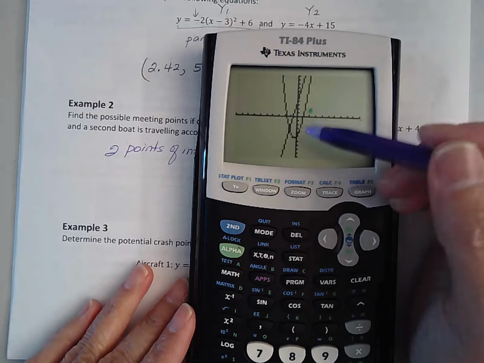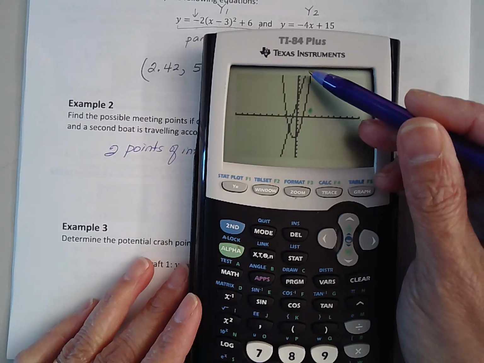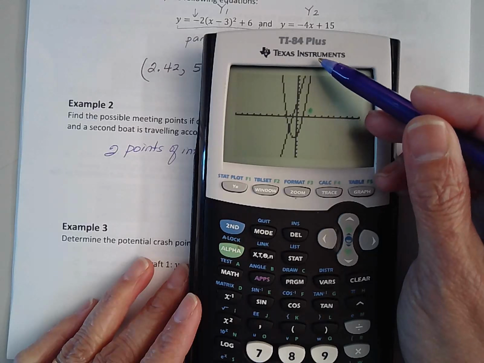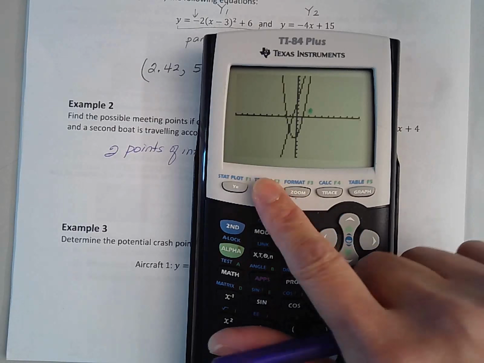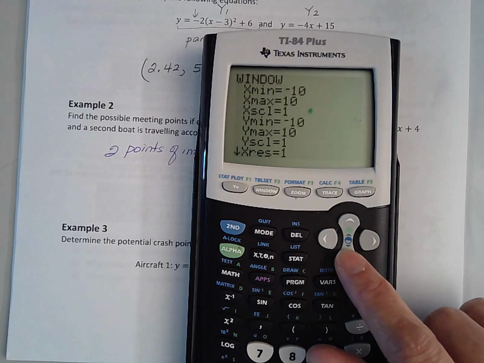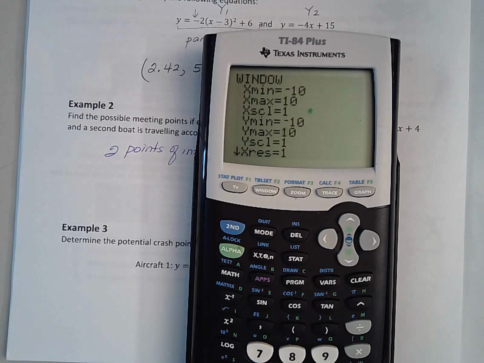Now I see 1 right here, and I don't see the 1 up there. So what we need to do is adjust our window so that we can see them. What do you think we should adjust the window to? Y max. Right now, our Y max is 10. I did 50. Okay, let's just try 50.